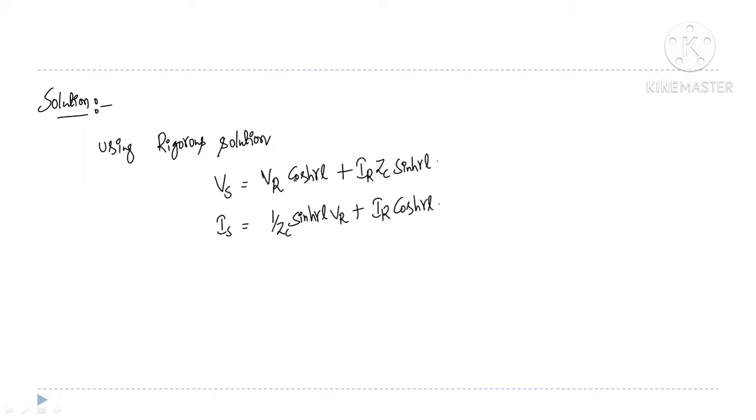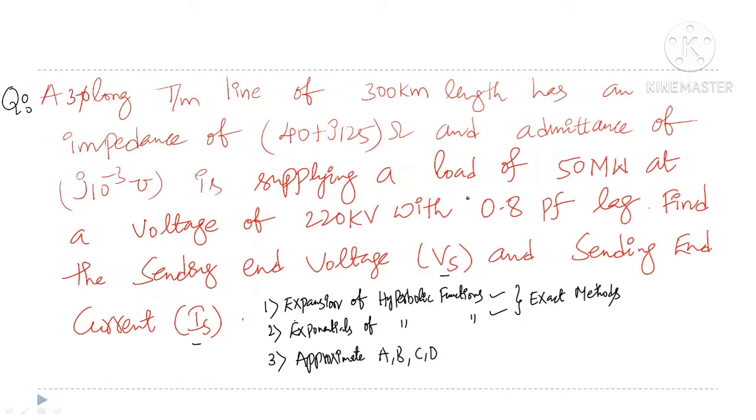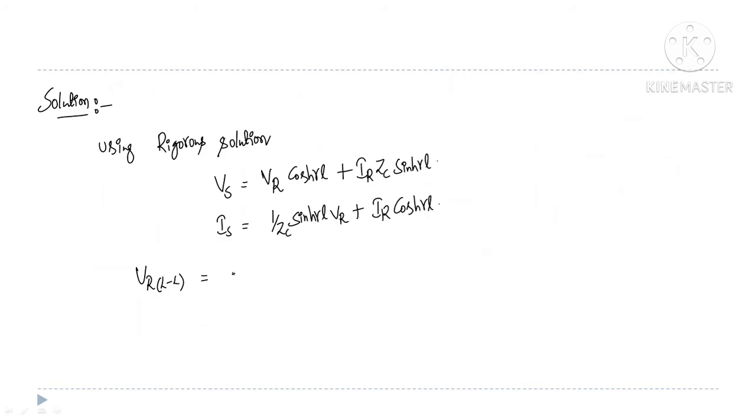First of all, let us find the basic things like the receiving end voltage and receiving end current. If you see the question, the receiving end line to line voltage is given. The load is nothing but the receiving end. So the voltage is 220 kilovolts, and the receiving end line to line voltage is 220 kilovolts.